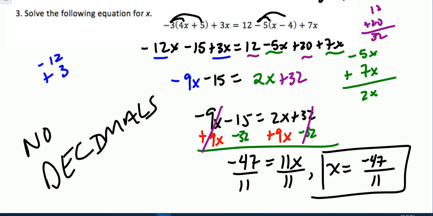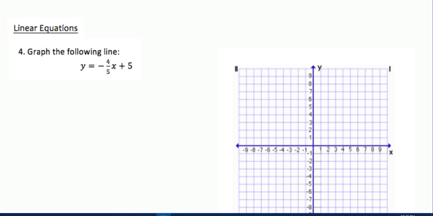Number 4. Okay, to graph the line here. So this is a slope-intercept form. Our slope is negative 4 over 5.